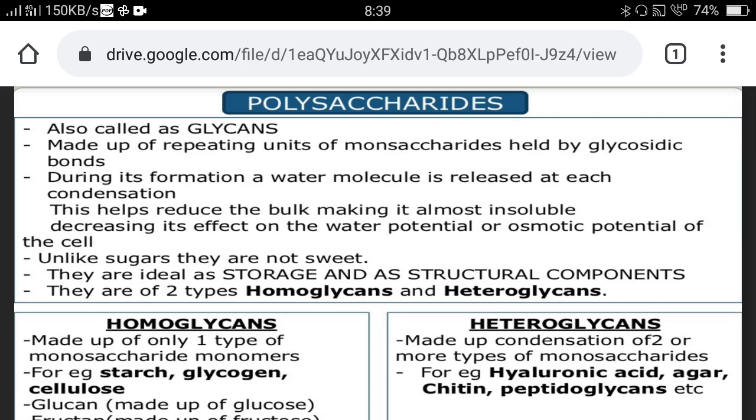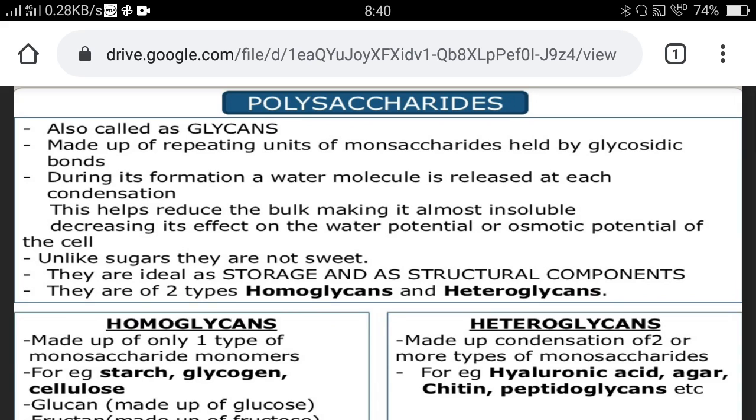Polysaccharides are also called glycans, made up of repeating units of monosaccharides held by glycosidic bonds. During their formation, a water molecule is released at each condensation. This helps reduce the bulk, making them almost insoluble, decreasing the effect on the water potential or osmotic potential of the cell. Unlike sugars, they are not sweet. They are ideal as storage and as a structural component.